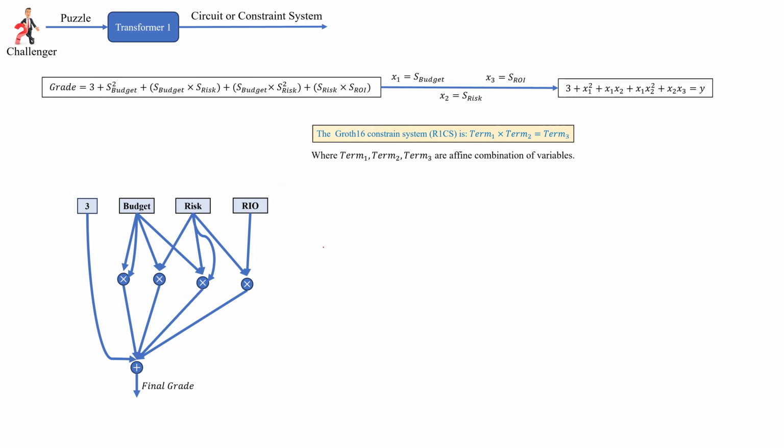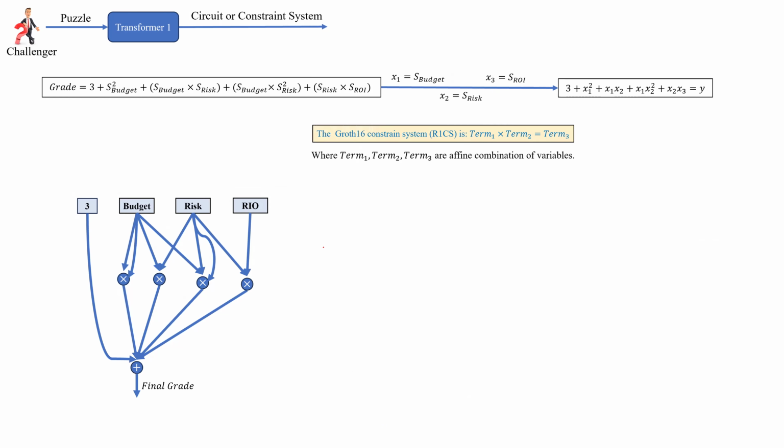So different proof systems have different constraint systems. When the designers of a zero knowledge proof system want to design a system, they define the constraint system. The constraint system for Groth16 is a well-known system called R1CS. And R1CS says that each constraint should be written in a general form: term 1 multiplied by term 2 equals term 3.